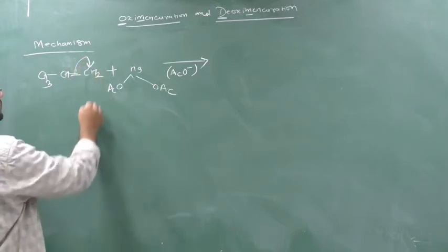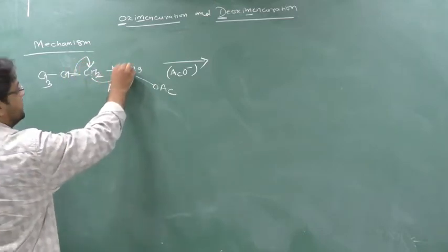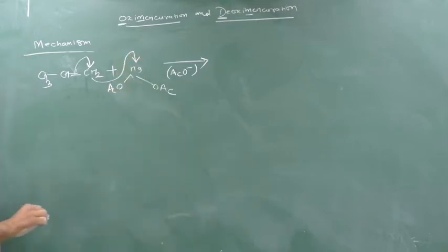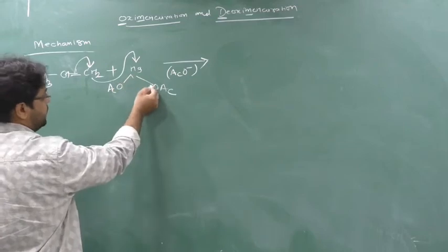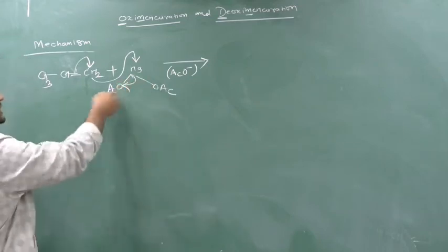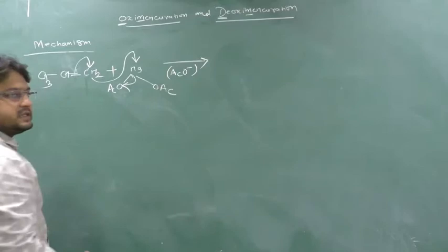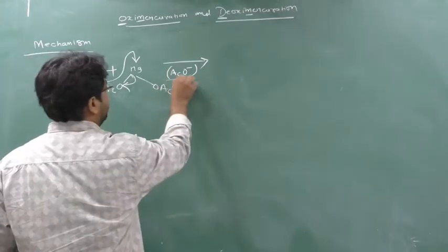So here electron will come. This electron will make a bond with this Hg. So Hg is making a new bond, so it has to break an old bond. Either this bond will be broken or this bond will be broken, so I am breaking this bond. So OAc minus will be removed. Okay, so OAc minus I have removed.